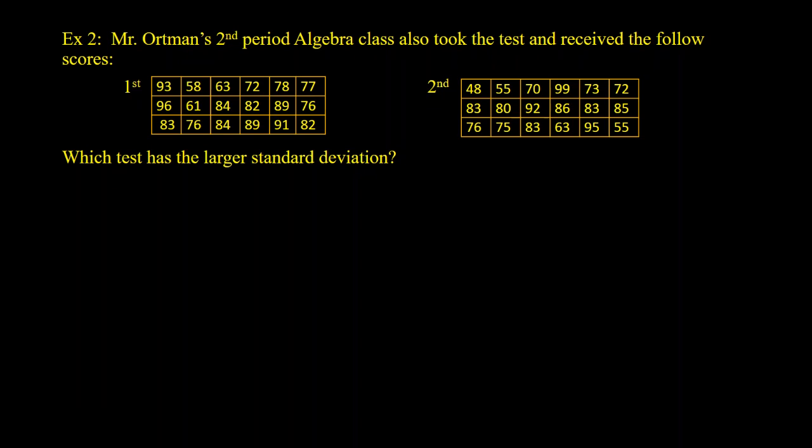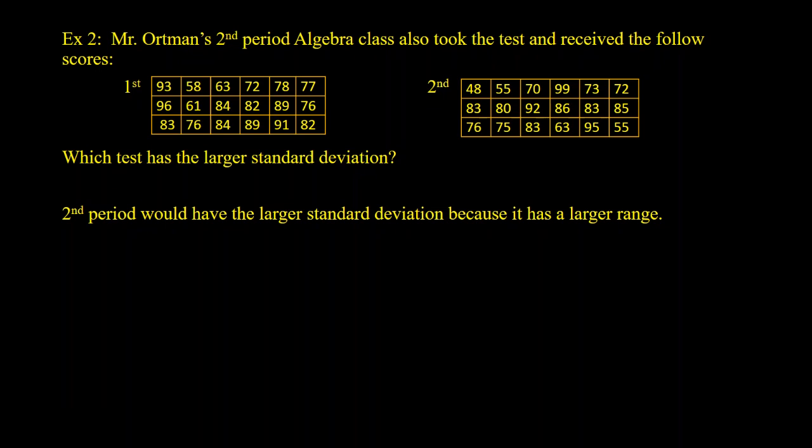And that was clearly second period. Second period would have the larger standard deviation because it has a larger range. The data is more spread out. It's that simple. If you want to calculate these standard deviations to prove it to yourself, you're welcome to do so. But the more variation, the larger the standard deviation. The smaller the variation, the smaller the standard deviation.